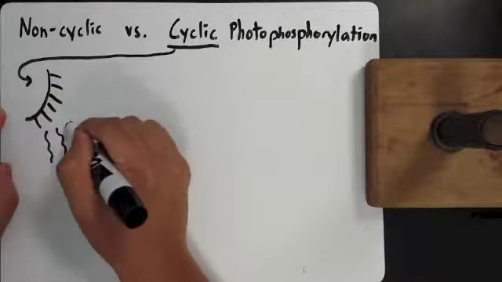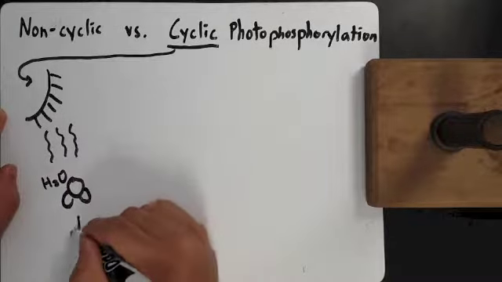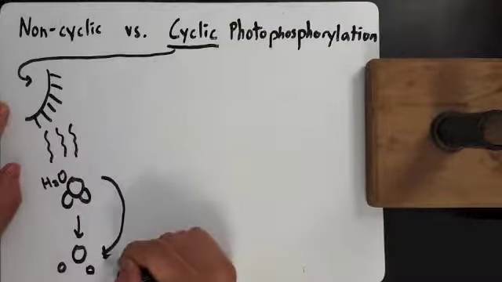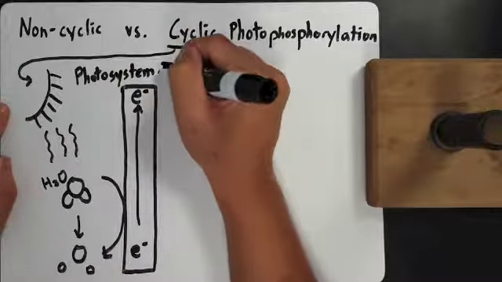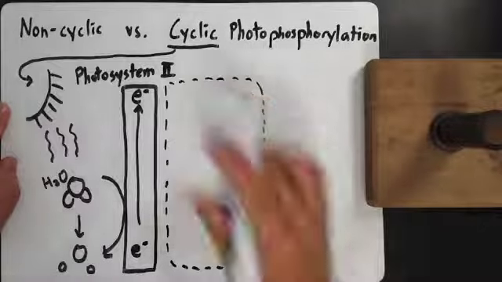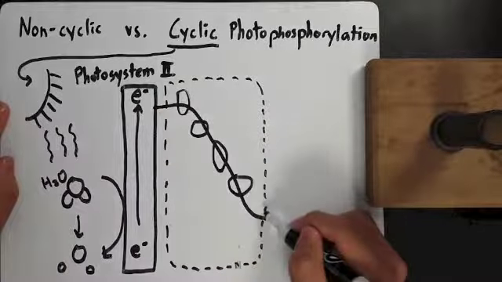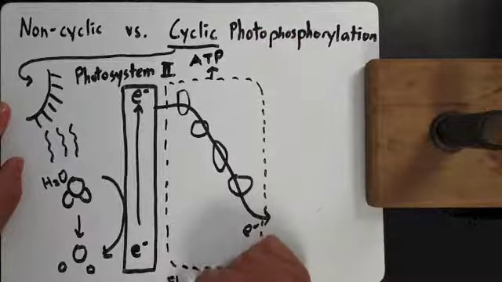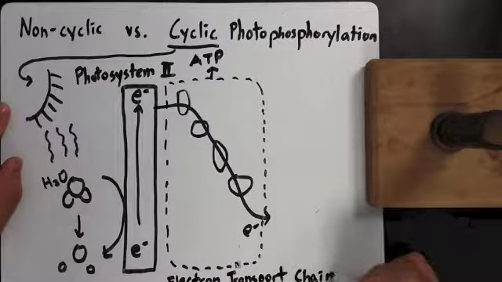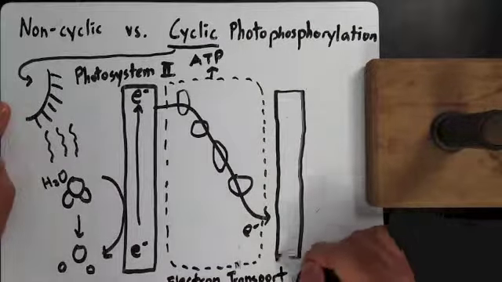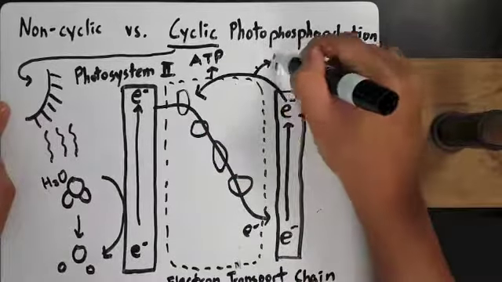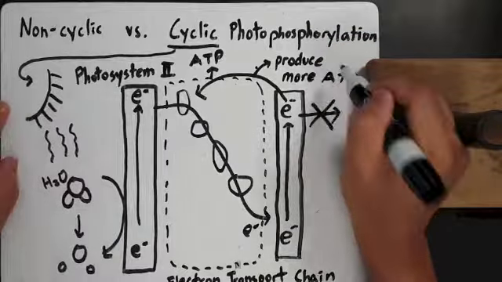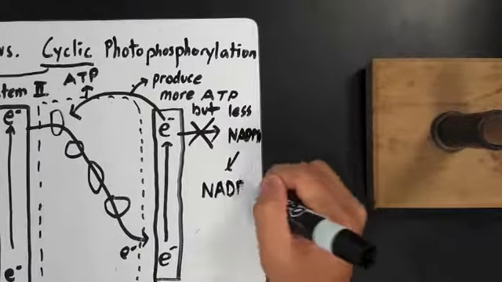Now this is cyclic photophosphorylation. So the same thing happens here, where the sun excites H2O to produce an electron, and then the electron goes through photosystem 2, and then it also undergoes the electron transport chain. It also goes into photosystem 2. However, instead of producing NADPH, it goes back into the electron transport chain to produce more ATP. So then there will be less or even no NADPH.